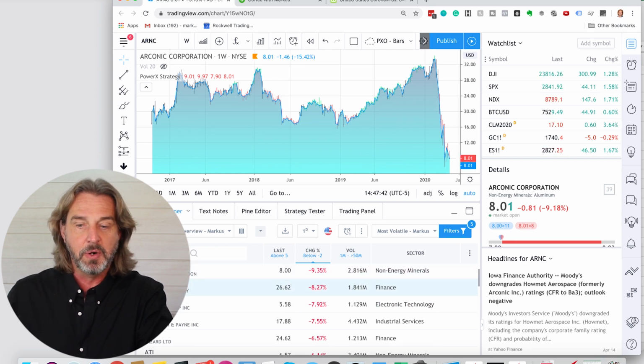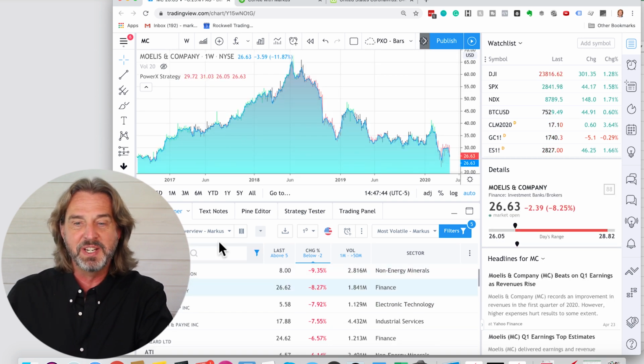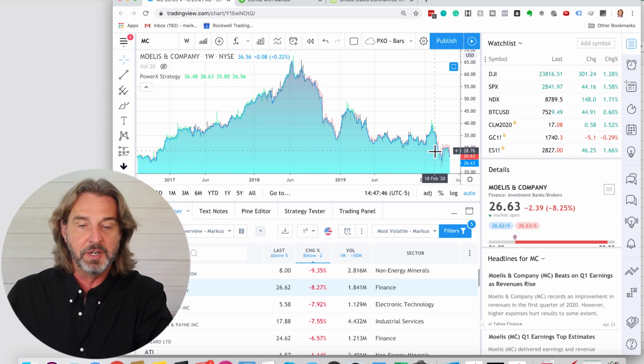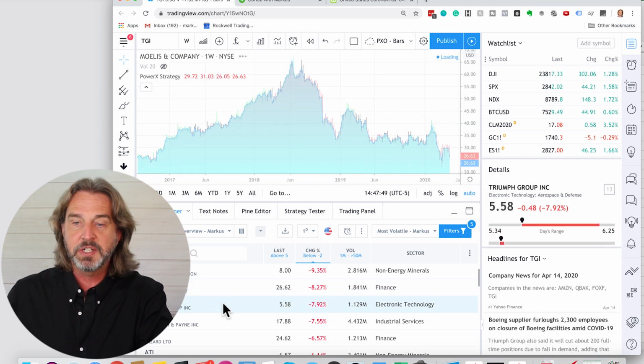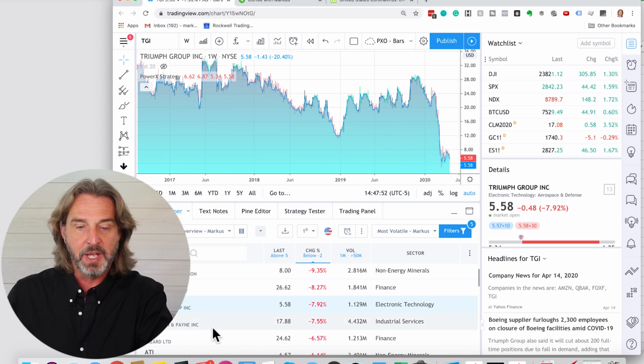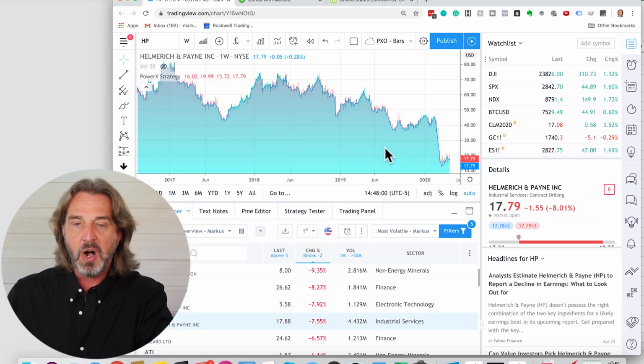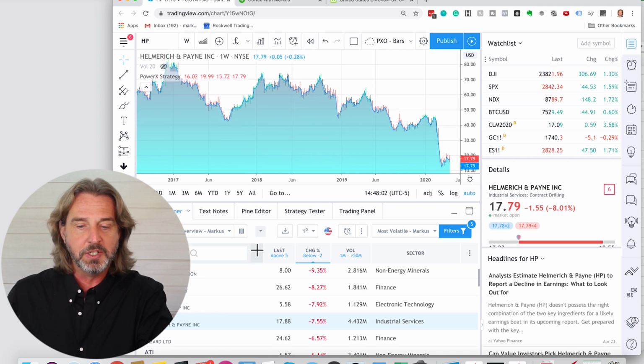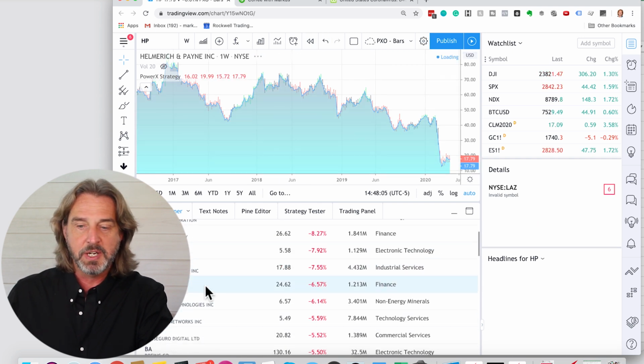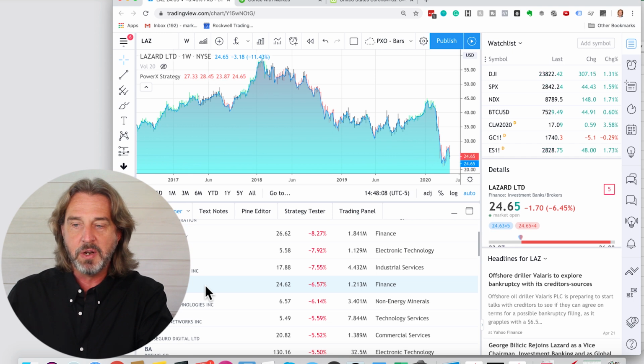So now we take a look at MC. And you see, no, MC has overall been in a downtrend, so I don't like this. TGI, the Triumph Group, don't like this. HP, it's not Hewlett Packard, it's Helmerich and Payne. Also not too hot on this stock. Let's just see if we find a few others. Let's take a look at LAS. LAS might not be bad.